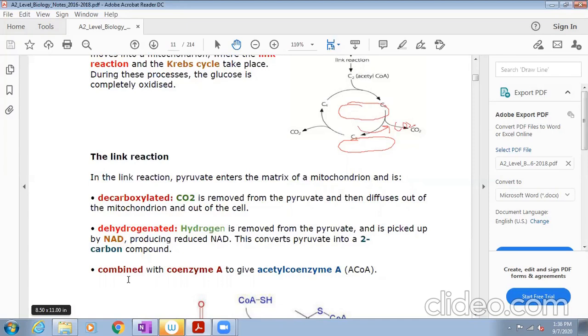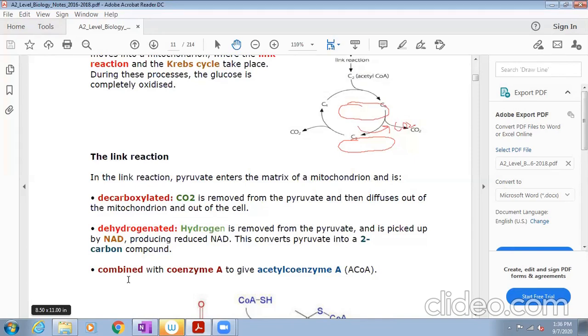Now this acetyl coenzyme A enters the Krebs cycle or citric acid cycle, right? And that acetyl coenzyme A will combine with whom? With oxaloacetate, and that will convert into citrate, and the cycle will start now. And that is actually the Krebs cycle or citric acid cycle. So in our next lecture, we will move toward that in detail.